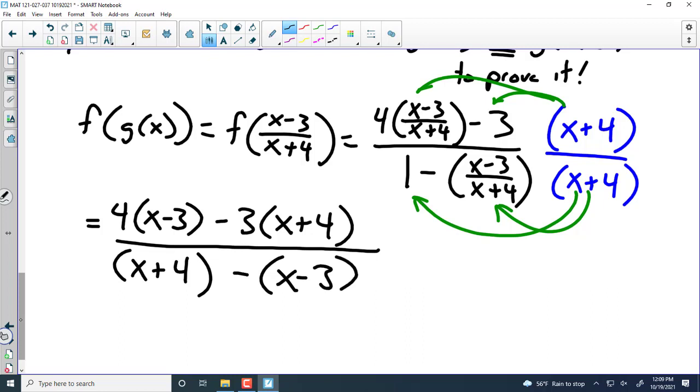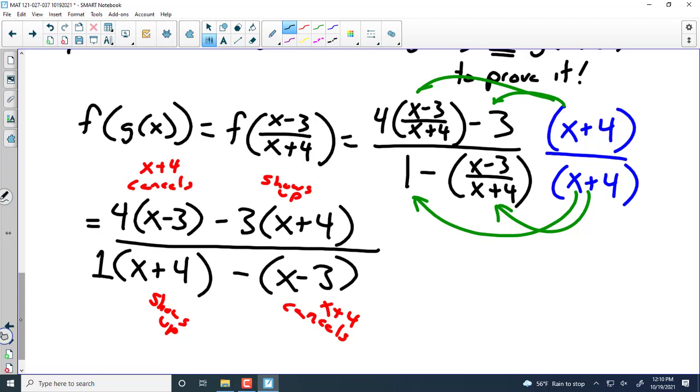This is what happens when you multiply by that denominator, x plus 4 over x plus 4. It cancels there, and it cancels there, but it shows up here, and it shows up here. And just so you know, everyone, that 1 right there did not go away. It's actually in front here, but I didn't bother to write it because 1 times anything is just itself. Then we clean this up: 4x minus 12 minus 3x minus 12.